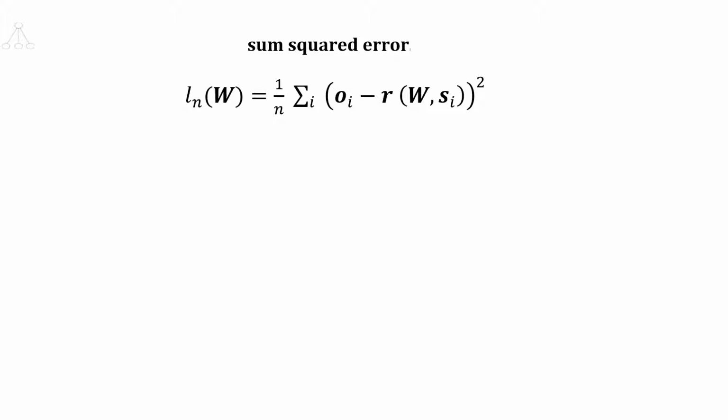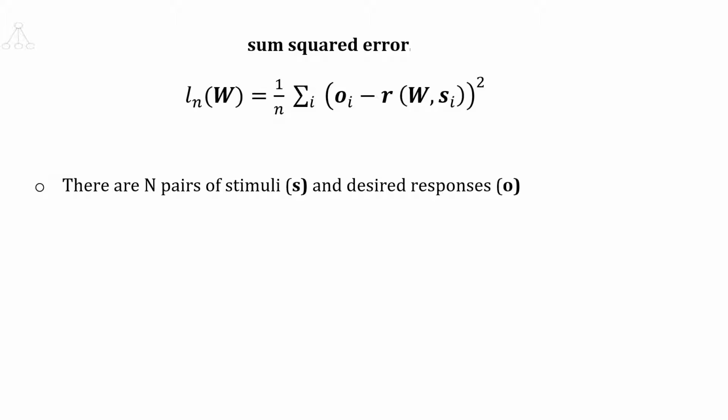There are n pairs of stimuli, S, and desired responses, O. In this equation, i acts as an index over the pairs of stimuli and desired responses. O and R are vectors indicated by their bolding. Further, they are column vectors by default. In typical neural network notations, the square here means something a little bit unusual.